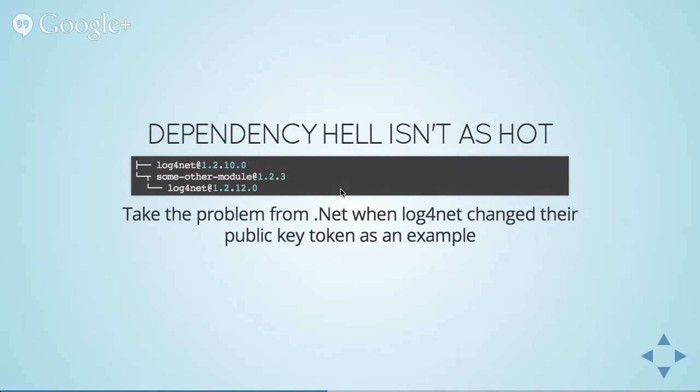So in .NET, if you bring in a dependency, it has to be the same version, or else it's not going to work. With Node, it will let some other module work with Log4net 1.2.12 and let the rest of your app work from 1.2.10. Okay, it's pretty cool.